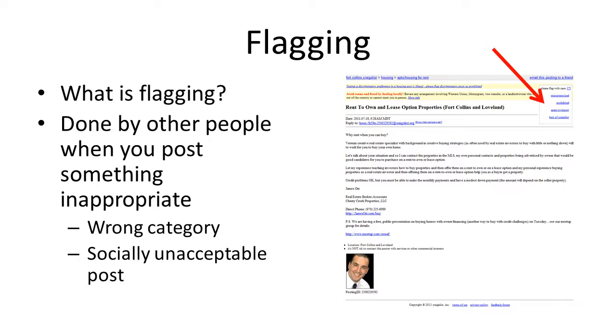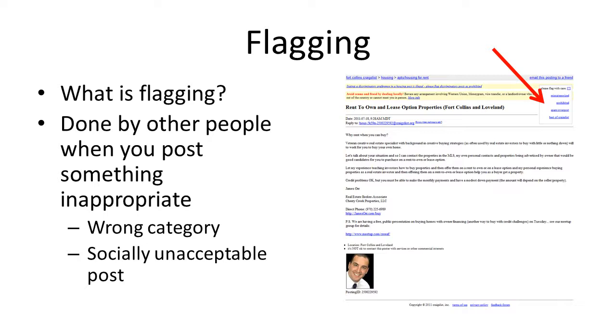So what is flagging? Flagging is done by other people when you post something that's inappropriate. It could be inappropriate because you posted in the wrong category. For example, saying "we buy houses" in the houses for sale section is an inappropriate post. It is posted in the wrong category, and people will be flagging that ad and removing it. You don't want to have your ads flagged because it affects your account. If your account gets enough flagged ads, it's going to be really hard for you to get posts to actually go up and stay up. They'll be ghosted in the future.